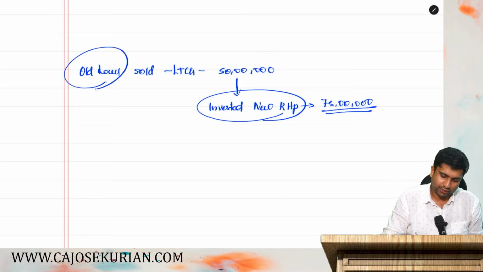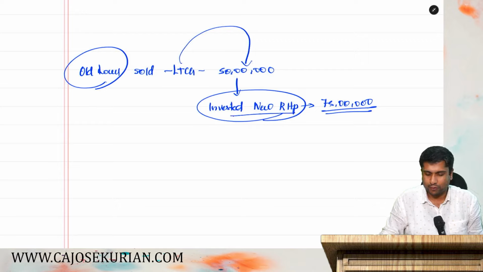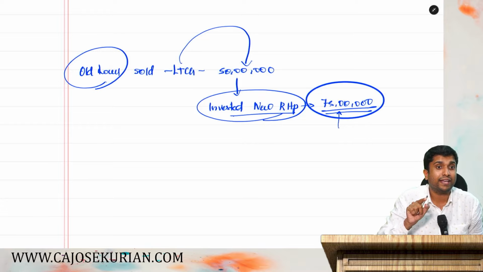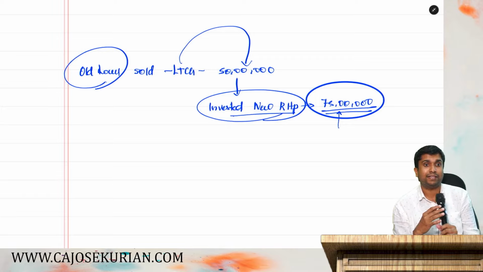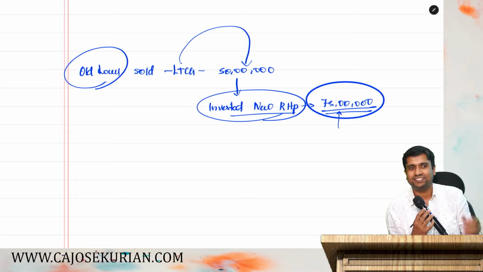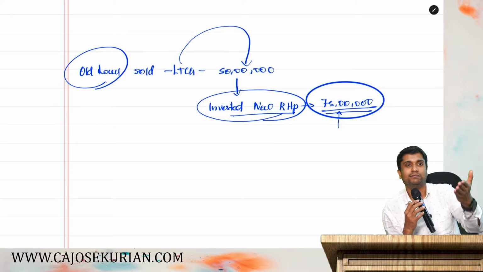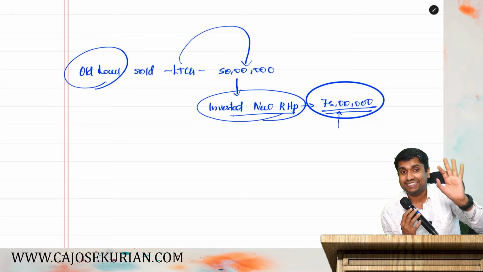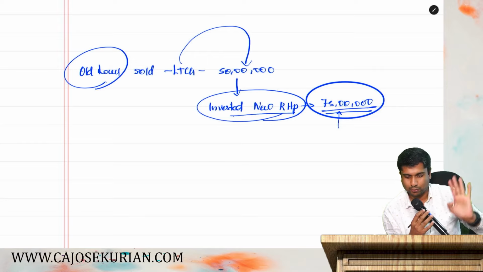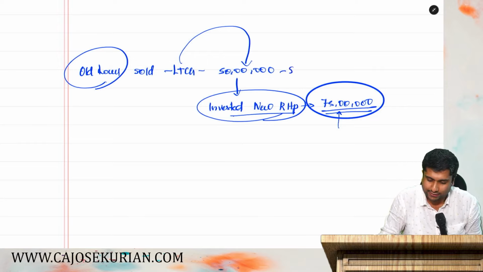When I sold my old residential house property, my long-term capital gain was 50. And I've invested in the new residential house property, whose cost was 75. How much will be my exemption? 50 lakhs. I cannot claim exemption as 75 and claim loss. It is exemption, not deduction. Are you all with me? If it is deduction, then you can say that I can claim 75 lakhs and claim loss. This is not deduction, this is exemption. So the maximum exemption that you can claim is 50 lakhs. Yes or no?